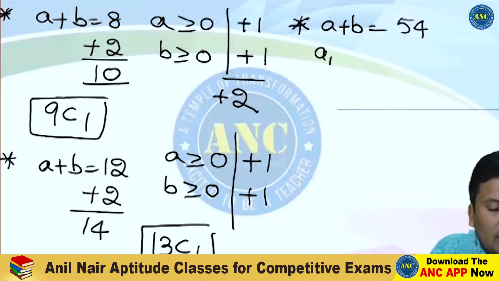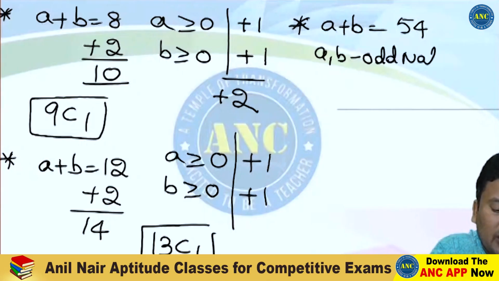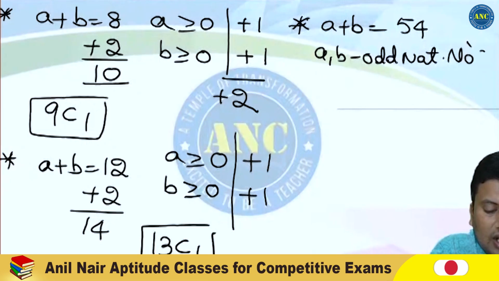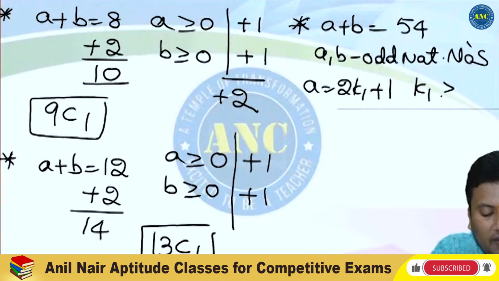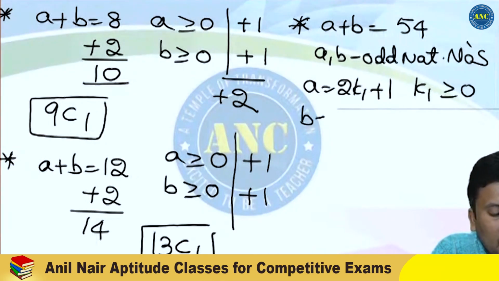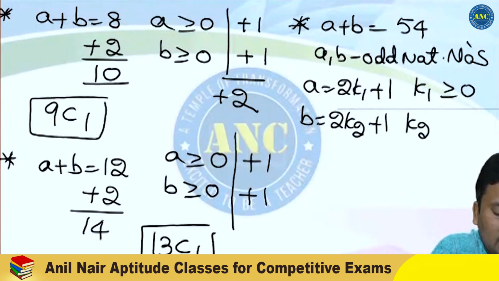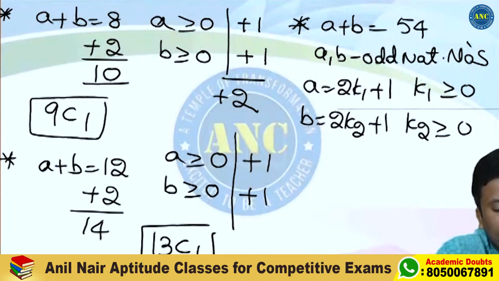A and B are odd natural numbers. I told you that I will get back to you when it is starting with zeros. Sir, can I take 2k1 plus 1? You can also take 2k1 plus 1. K1 is starting from 0. B is 2k2 plus 1. K2 is greater than or equivalent to 0.